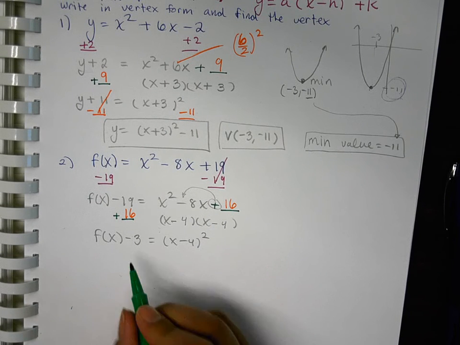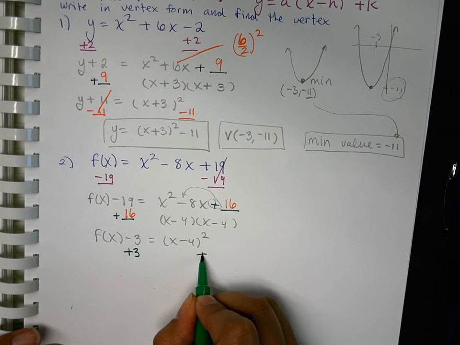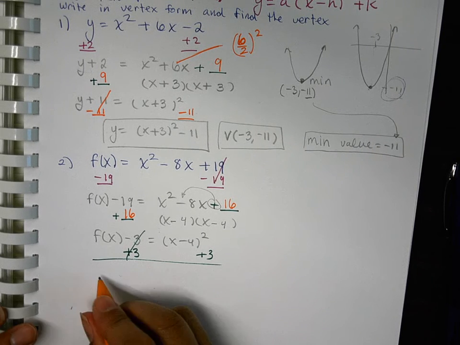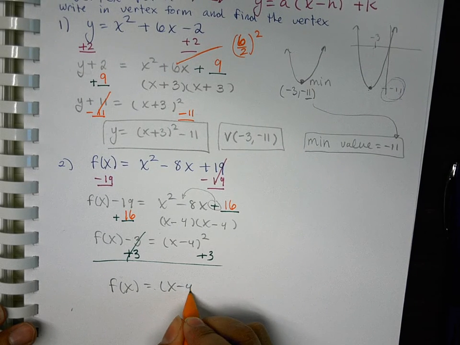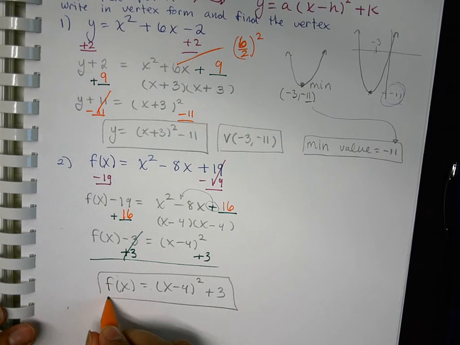Add. Did you say square root? Add 3 to get it in our vertex form. f of x equals (x minus 4) quantity squared plus 3. And there's our beautiful vertex form.